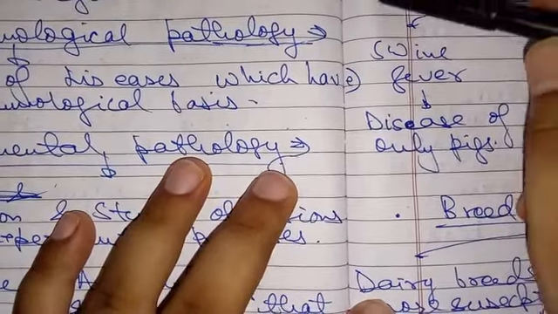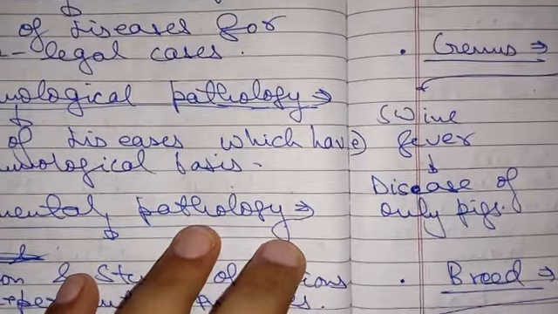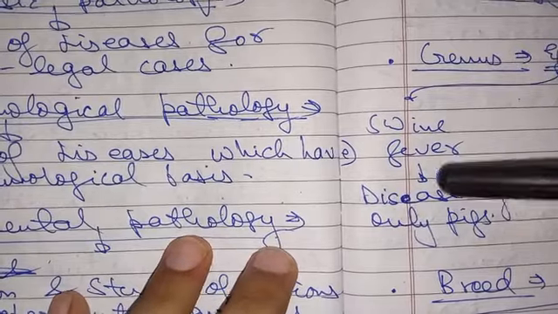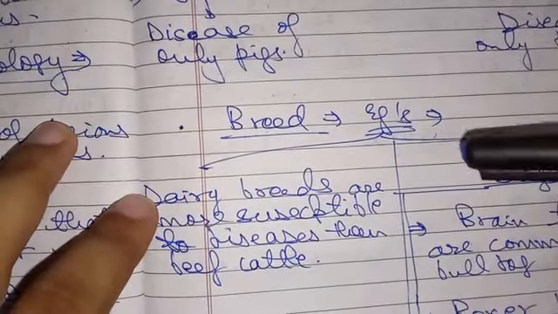For example, species. In the book the term genus was used, but the correct term should have been species. For example, swine fever is a disease of pigs only. Canine distemper is a disease of dogs only. So this is the meaning of genus or species.